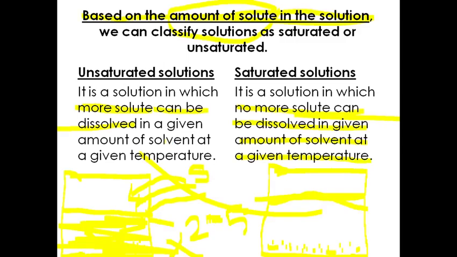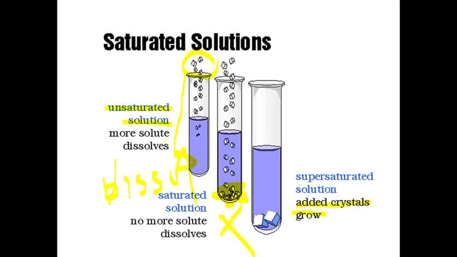The two types of solution based on the amount of solute are unsaturated solution and saturated solution. An unsaturated solution is a solution in which more solute can be dissolved in a given amount of solvent at a given temperature. A saturated solution is a solution in which no more solute can be dissolved in a given amount of solvent at a given temperature. In an unsaturated solution more solute dissolves, in a saturated solution no more solute dissolves, and in a supersaturated solution, when more is added, crystals grow.